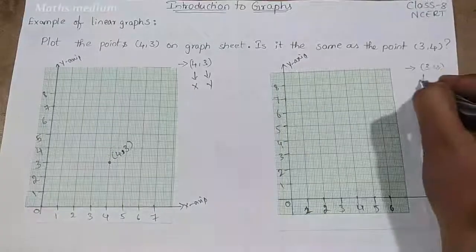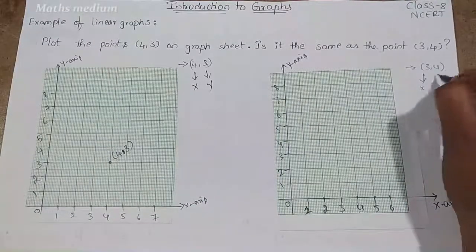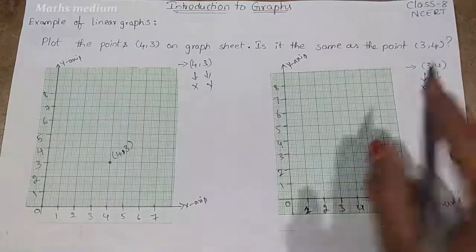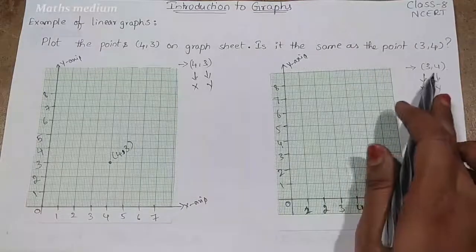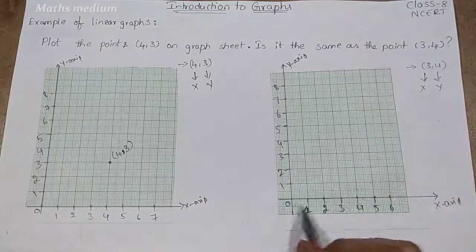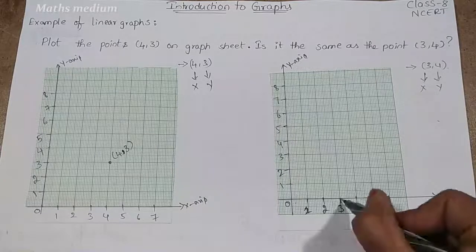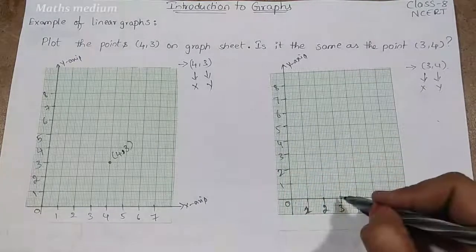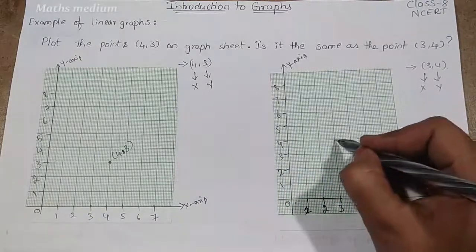Now this is also common. This is for x and this is for the y-axis. So let's see, 3 on x and 4 on y. So on the x we have to take 3 units. From 3 we have to go up 4: 1, 2, 3, 4. So this is the point.